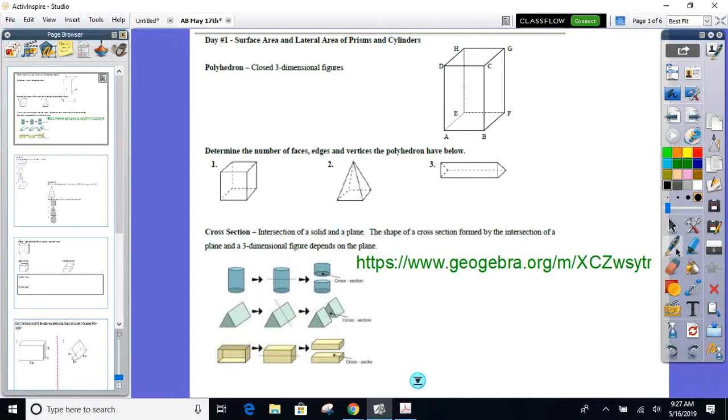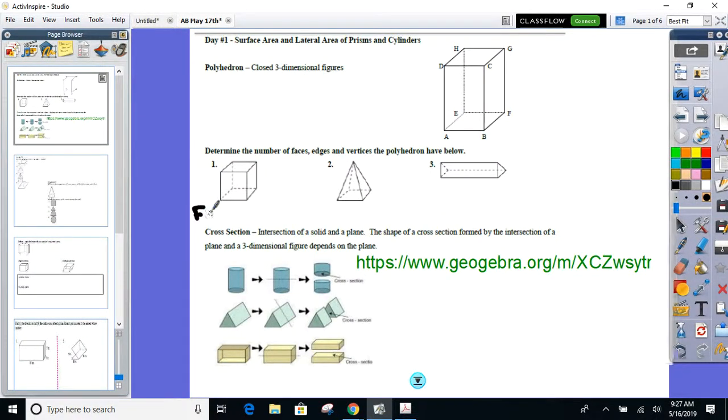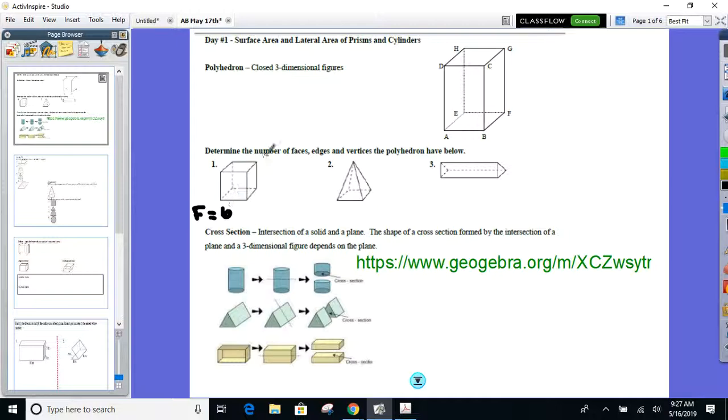Now, on every polyhedron, there are faces. Let's talk about those first. Faces, those are the sides. So everyone take a look at my cube right here. How many faces does that cube have? If you count it, they have 6 faces. Perfect. So I'm just going to say F equals 6 for faces.